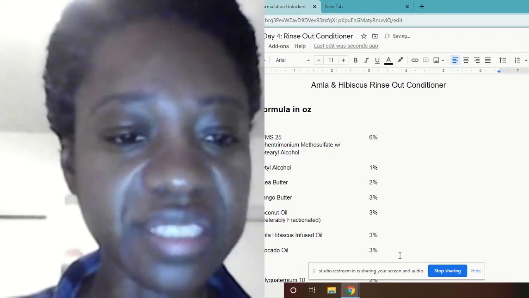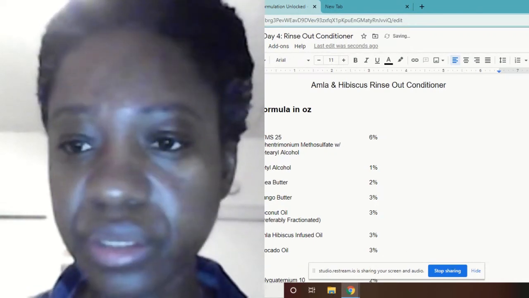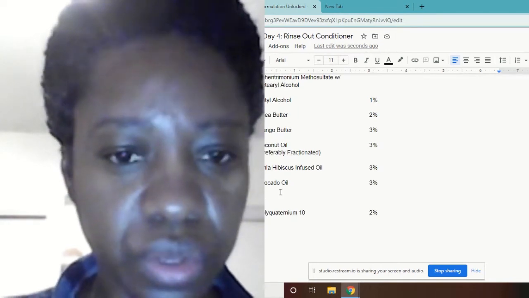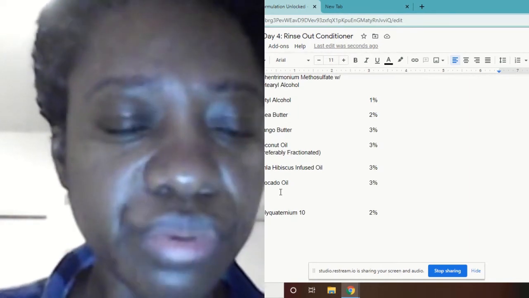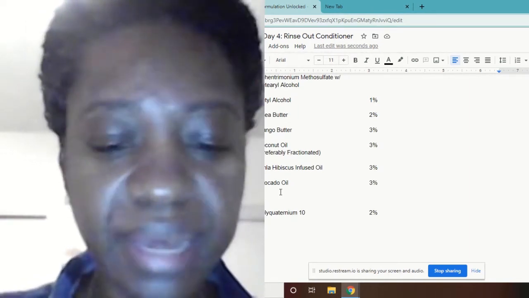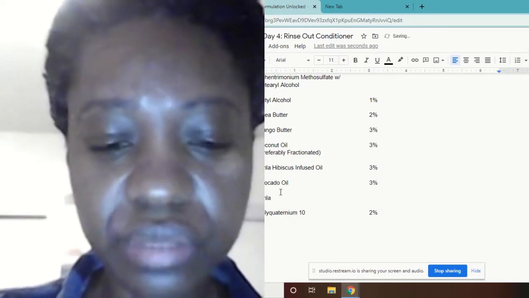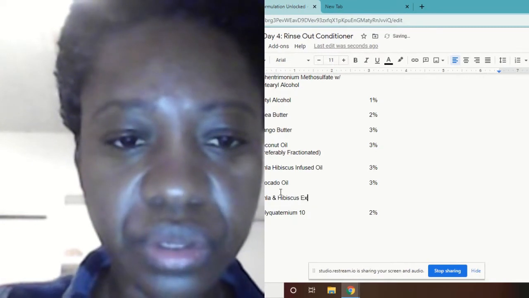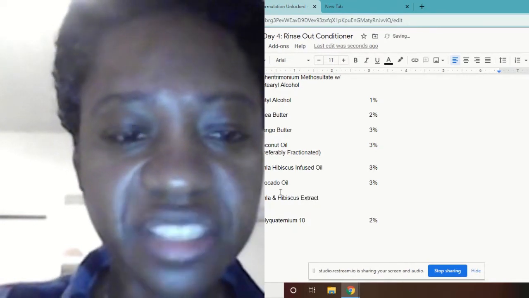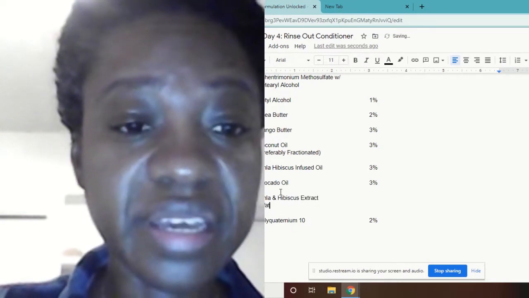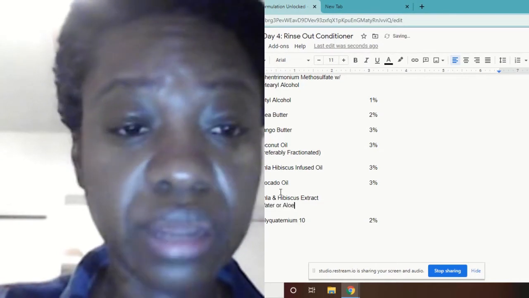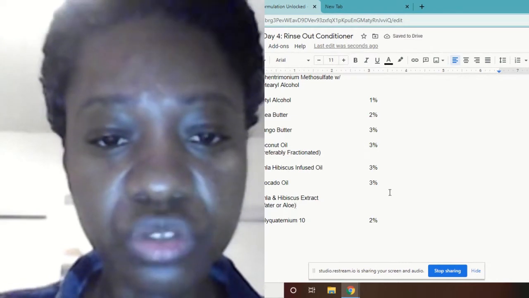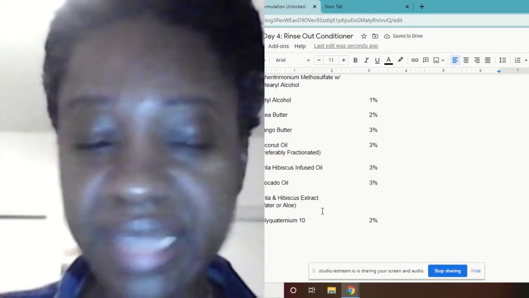All right, so now let's look at our water portion. So for water portion, let's do Amla hibiscus extract for sure. Amla and hibiscus extract. And that's going to be what you made either in water or aloe. And you preserved that. We'll calculate the percentage of that last.